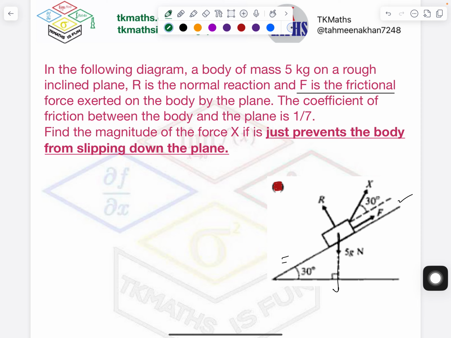Okay, so now let me resolve this force which is due to weight, first of all, parallel and perpendicular to the plane.